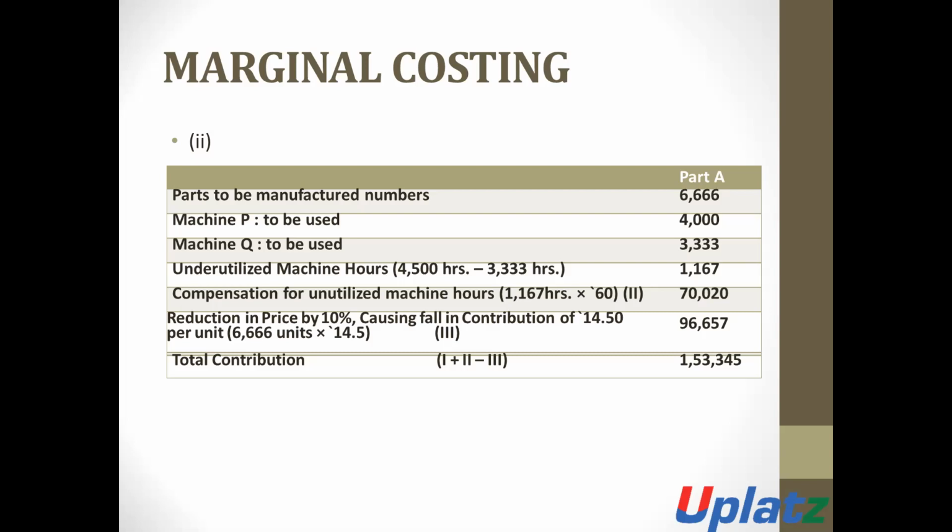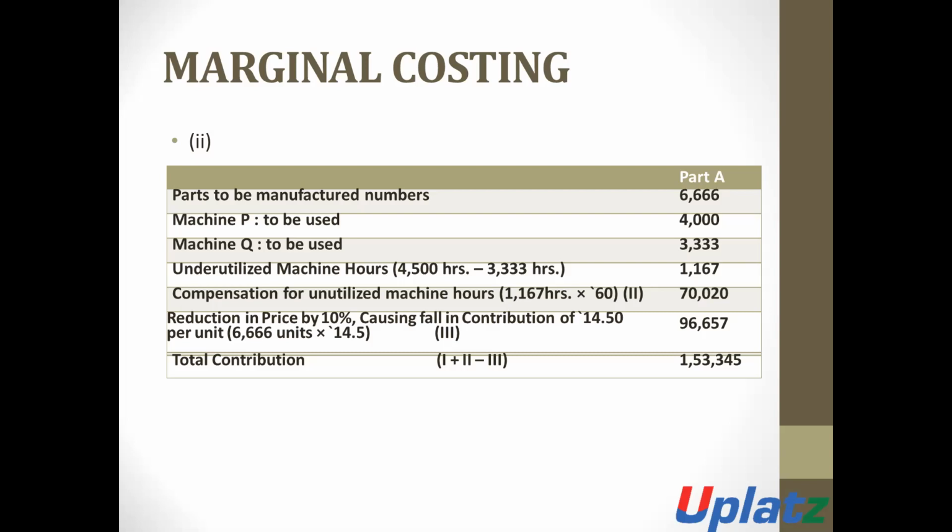And if there is a reduction in the price by 10%, causing a fall in the contribution of 14.5, then the loss due to the reduction in price is equal to total units 6,666 into 14.5. It is the amount of 96,657.